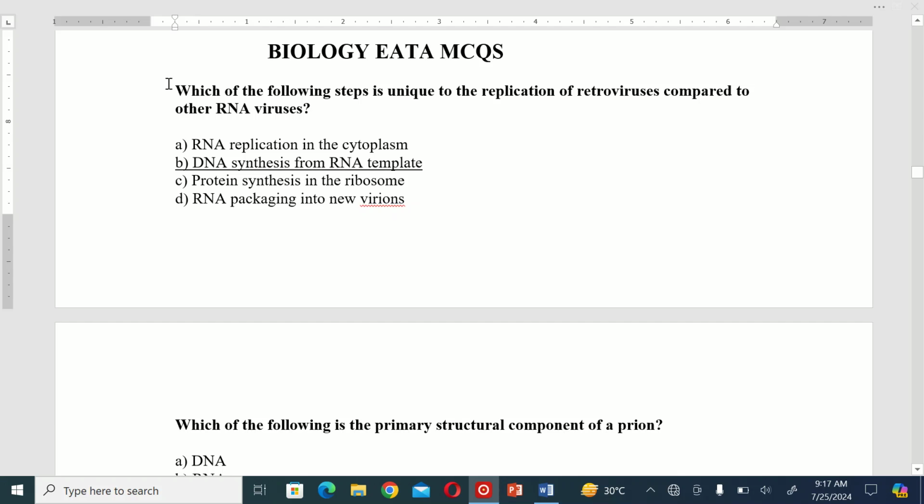The first MCQ is: which of the following steps is unique to the replication of retroviruses compared to other RNA viruses? A. RNA replication in the cytoplasm. B. DNA synthesis from the RNA template. C. Protein synthesis at the ribosome. D. RNA packaging into new virions. So the correct option is B.